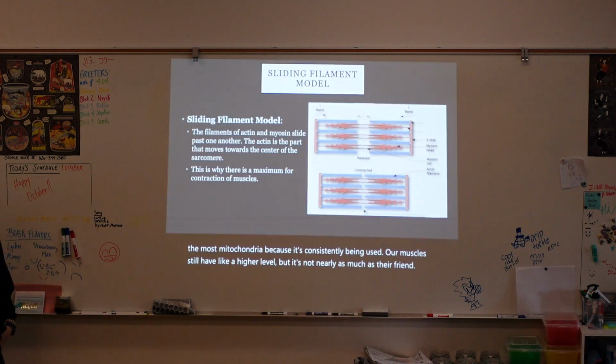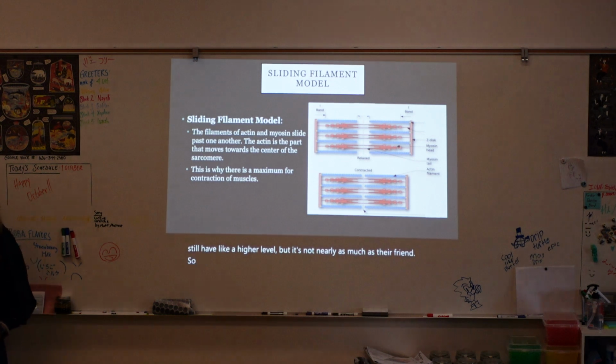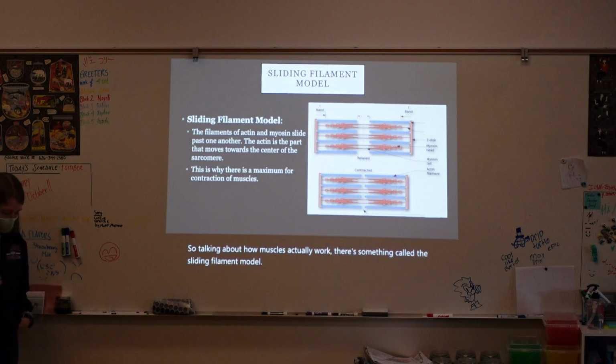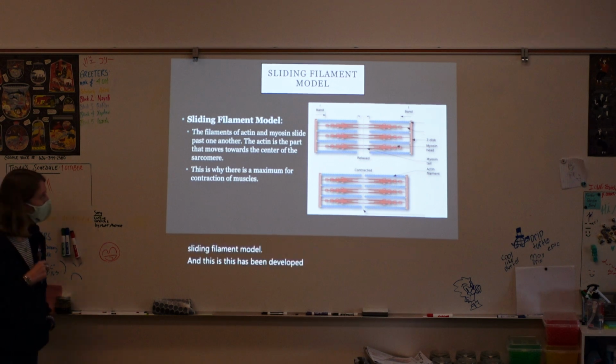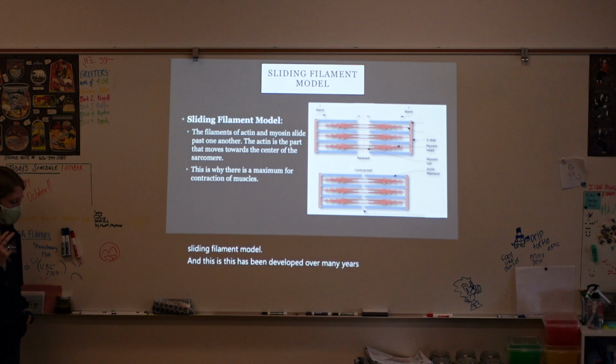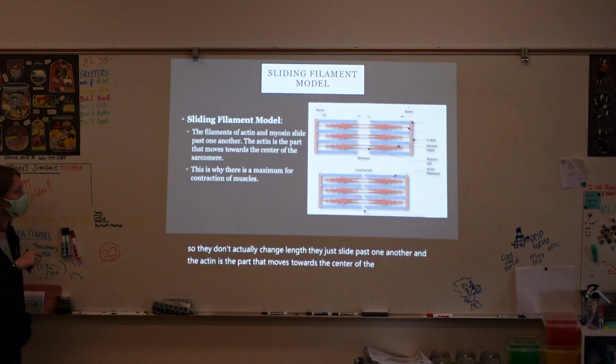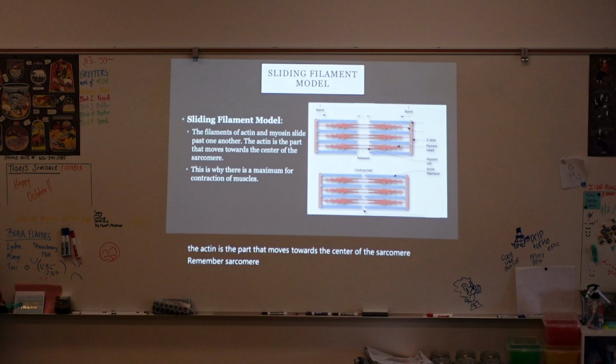All right. So talking about how muscles actually work, there's something called the sliding filament model, and this has been developed over many years, but pretty much it's saying that the filaments of actin and myosin slide past one another. So they don't actually change length, they just slide past one another. And the actin is the part that actually moves towards the center of the sarcomere. Remember, sarcomere is our functional unit of muscle.